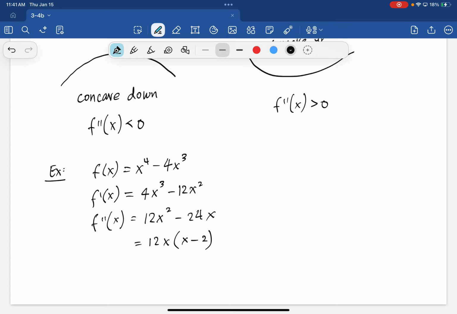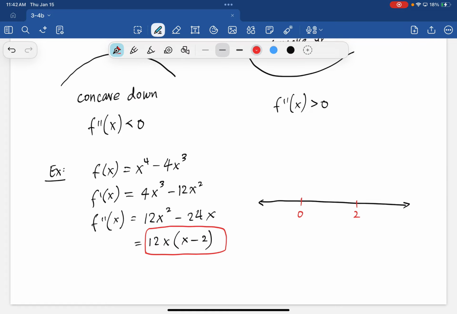And then very similar to the previous kinds of questions, we're going to separate our number line into those points that make the second derivative equal to 0. Okay, so our second derivative, 12x times x minus 2, where does this equal 0? It would equal 0 when x is either 0 or positive 2, right? That is because when x is 0 or 2, one of the factors will equal 0.